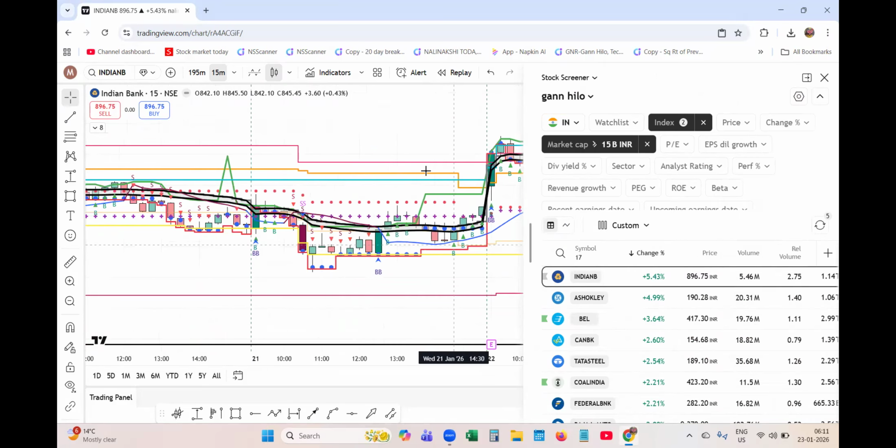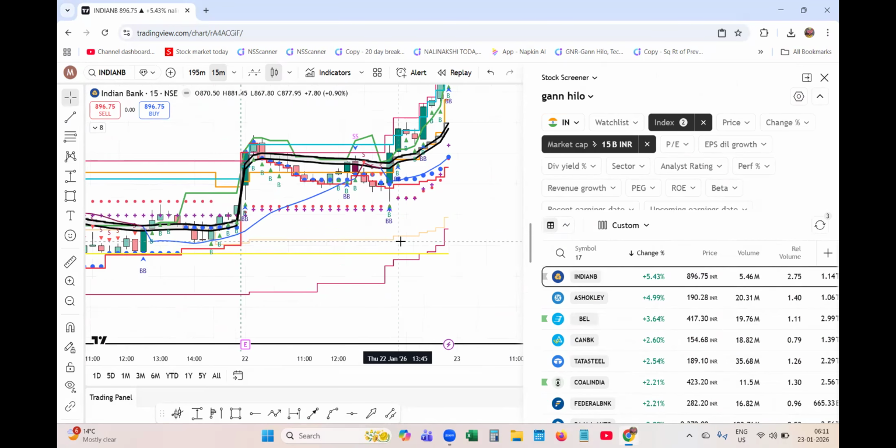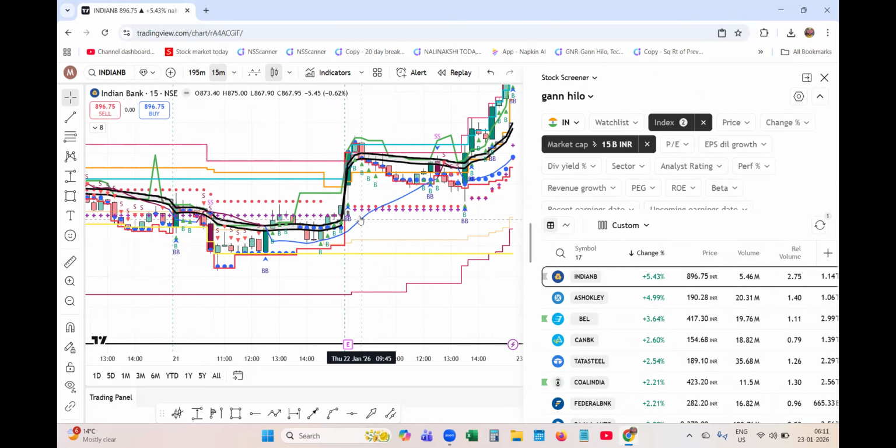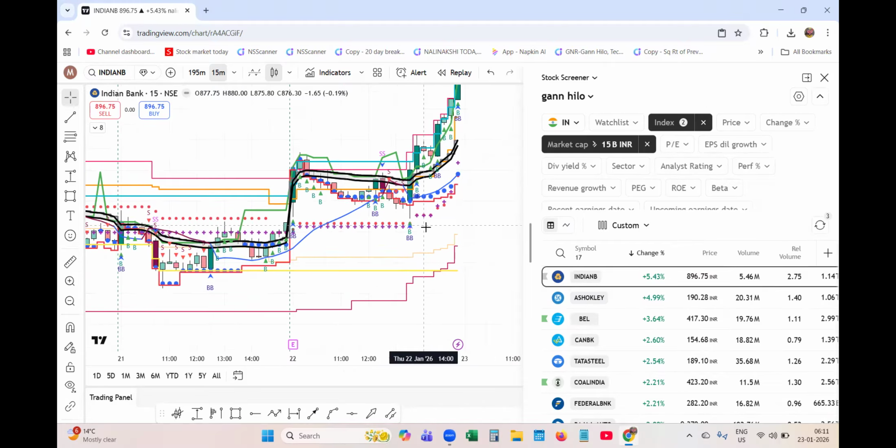Indian Bank, let us go back. Even Indian Bank also gapped up with a big candle. It adjusted, balanced out. This type of presentation will also be there in the market. During intraday, it balanced out and reversed in the market. Even this type of presentation will be there.